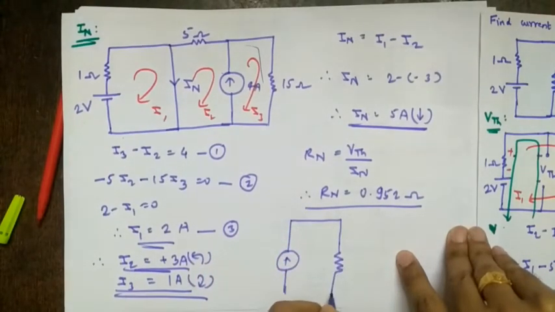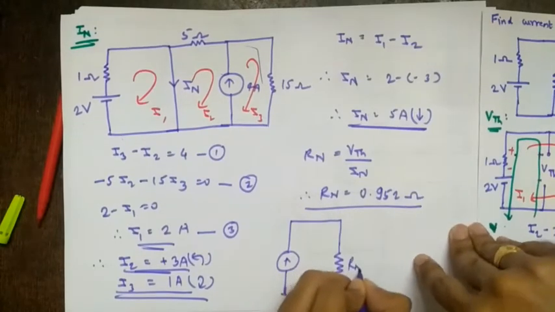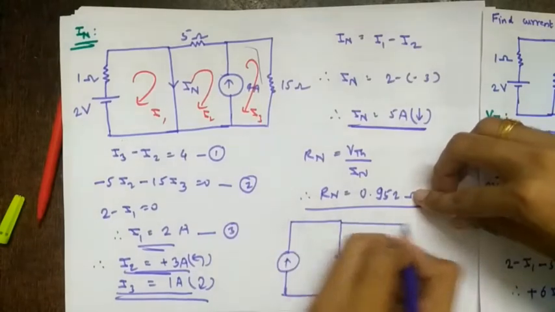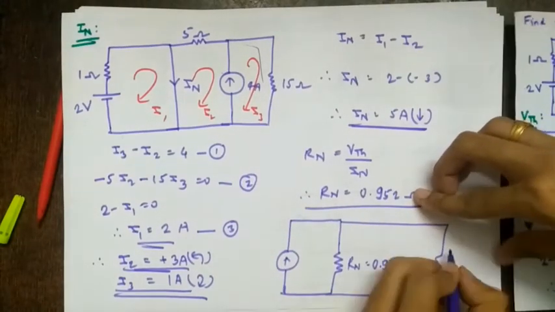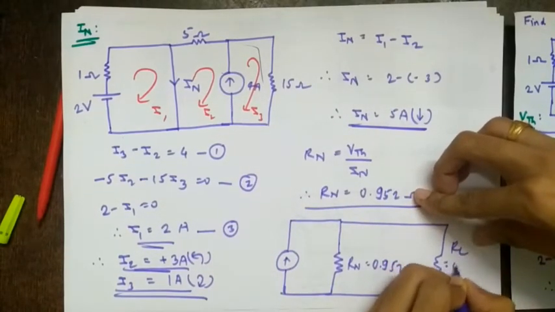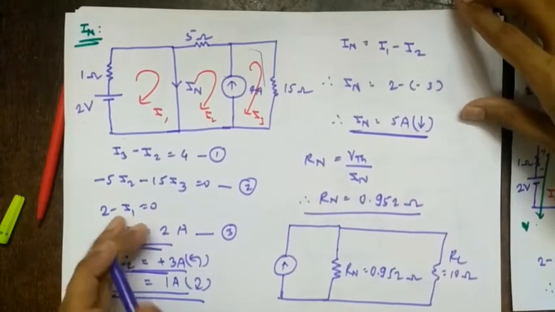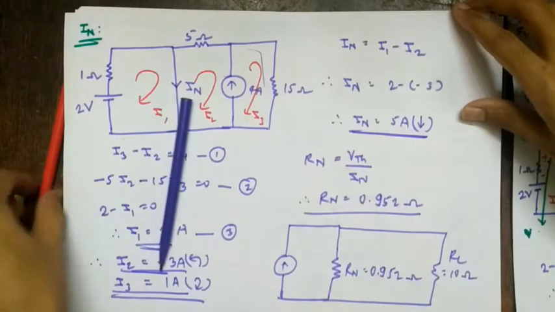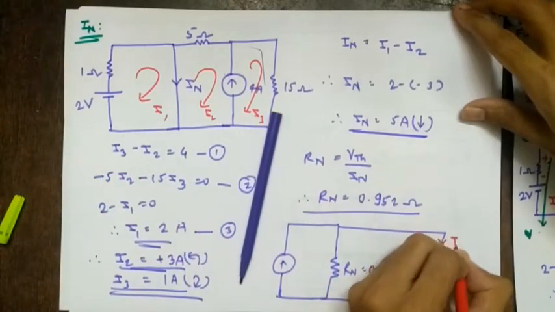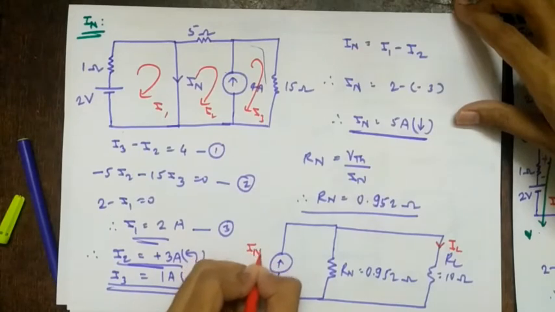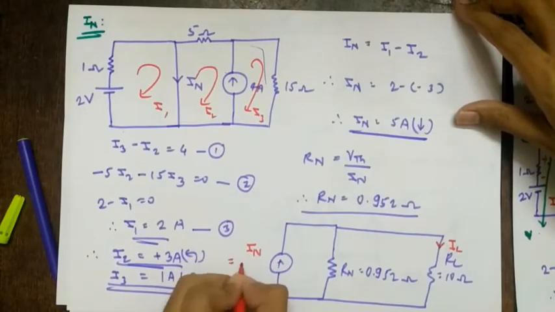So this is the current source. RN equal to 0.952 ohms. And we have RL equal to, what is RL? 10 ohms. Right? RL, so this current is IN. So what is IN? This is IN. So IN equal to how much? 5 amperes.